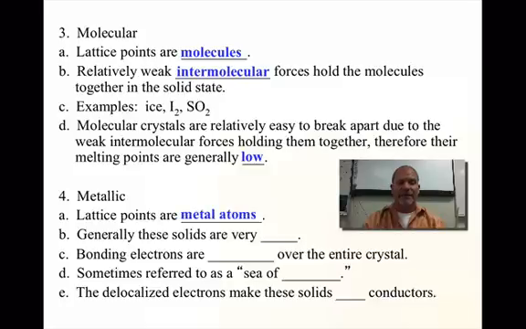The fourth one is that of metallic, and these lattice points are your metal atoms. This is the difference if you look at covalent or non-metal atoms, where your metallic are actually metal atoms. The metallic are generally solids and very dense. The bonding electrons are delocalized, and that means again they have the ability to move. They have the ability to flow. We create a sea of electrons. Therefore, they become good conductors of electricity.